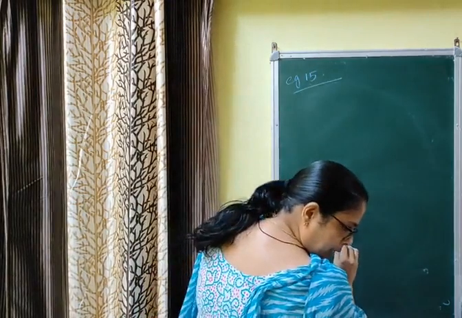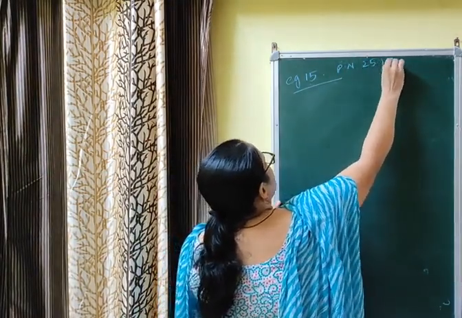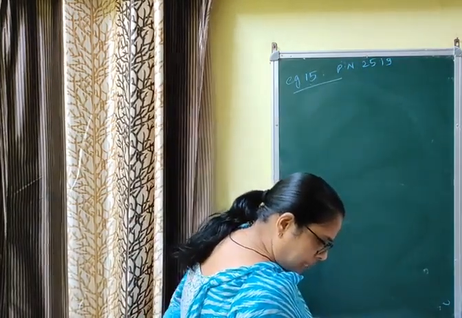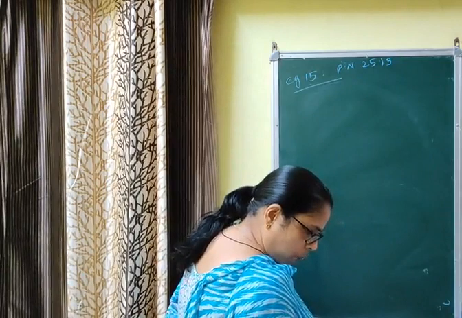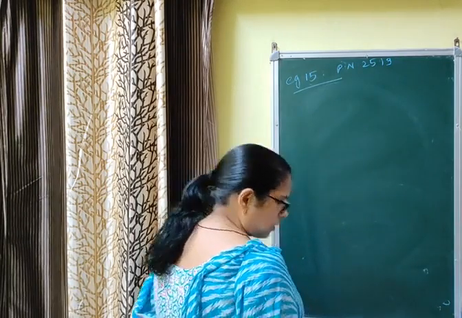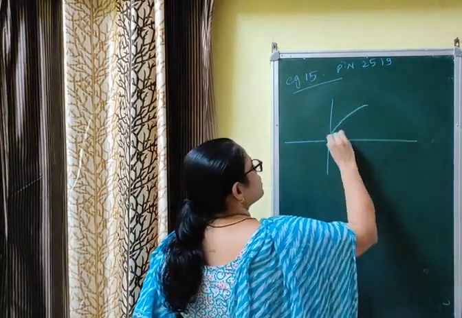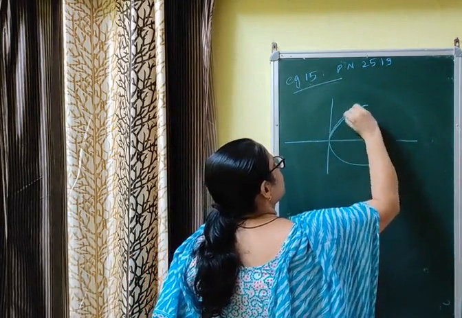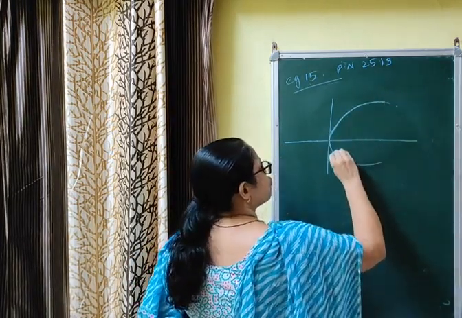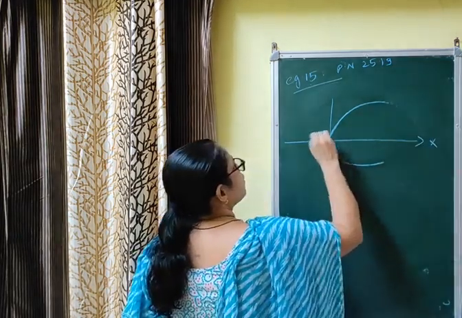Example 15, page number 25.19. I am reading the question. All questions are very important. Find the locus of the middle point of all chords of the parabola y square equal to 4ax which are drawn through the vertex. You are given a parabola y square equal to 4ax. The very first step is to draw the parabola, and the parabola should be symmetrical about the axis of the parabola. You should be very careful while drawing the parabola.